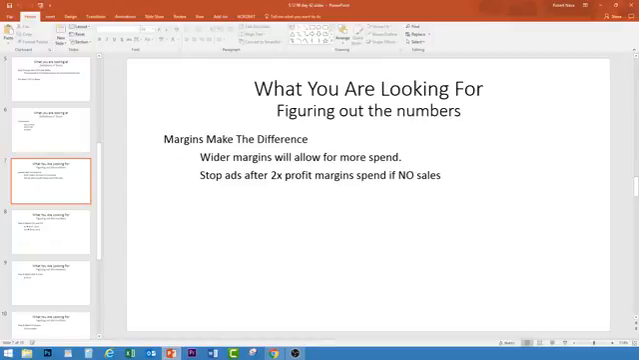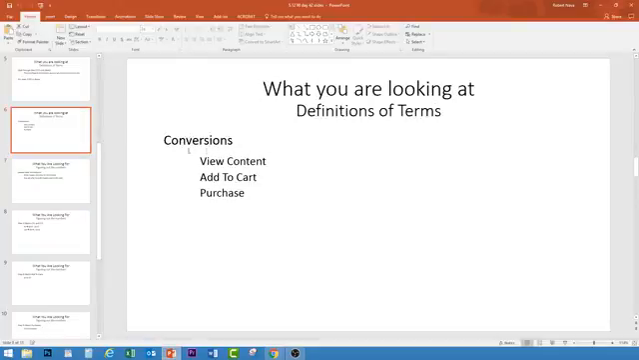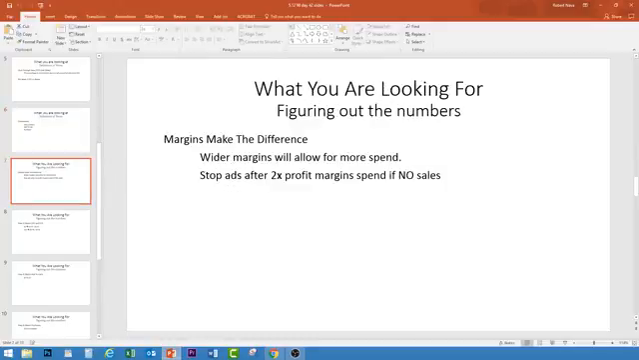When I'm looking at purchases, I'm talking about purchases right now. I'm looking at spending 2 times my profit margin, and if I have no purchases, so I'm talking about my purchase conversions, if I have no purchase conversions after 2 times my profit margins, then I'm going to pretty much stop my ad.